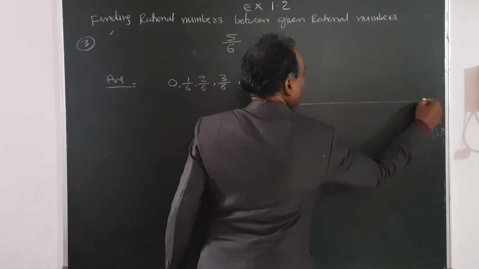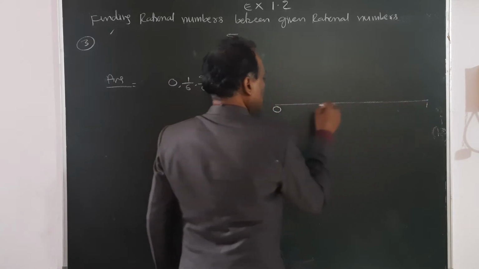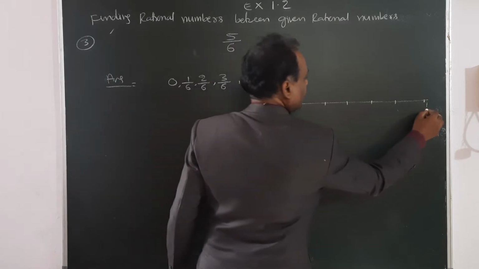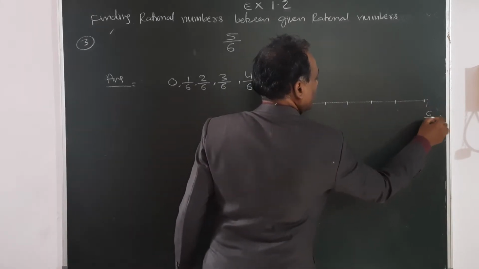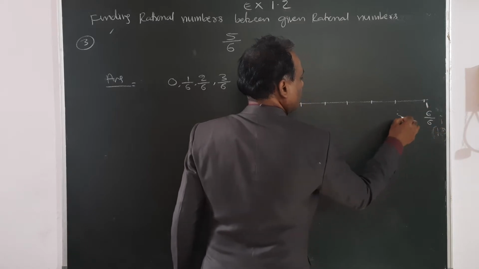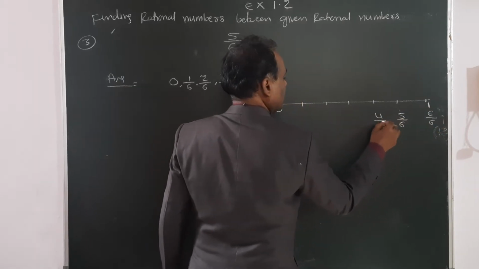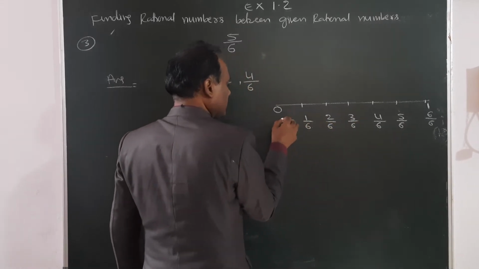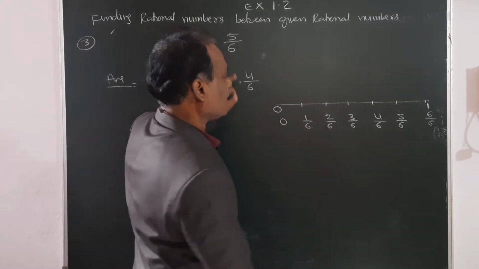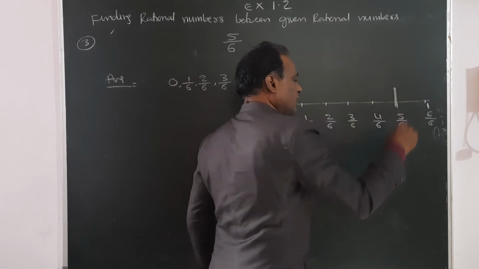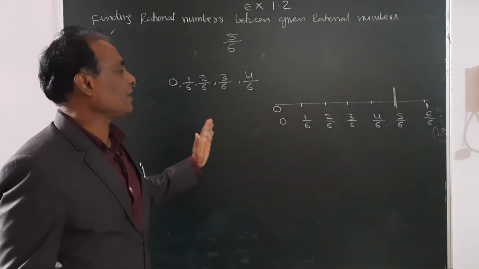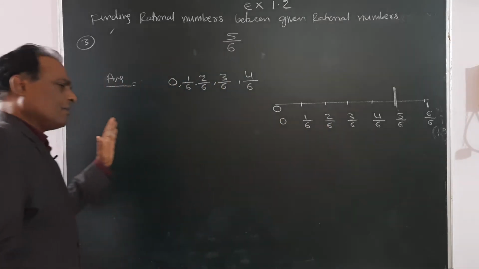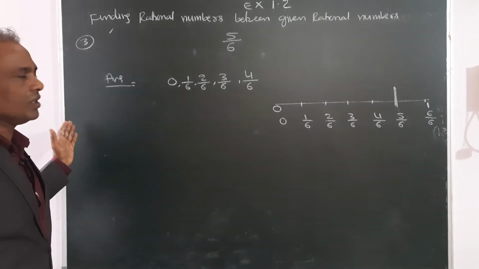Suppose you express it on a number line: 1, 2, 3, 4, 5, 6. So this is 6 by 6, for example. 6 by 6 is 1. So 5 by 6, 4 by 6, 3 by 6, 2 by 6, 1 by 6, and this is nothing but 0. So this 5 by 6 is here. What are the numbers less than 5 by 6? 4 by 6, 3 by 6, 2 by 6, 1 by 6, 0. Like this, so many numbers; negative numbers also you can include if you are asked to write some more. So this is the answer.